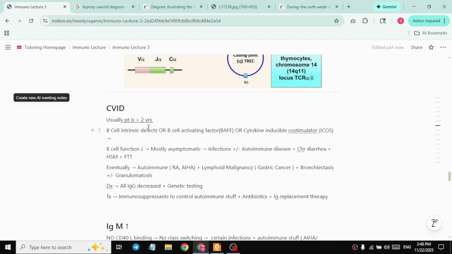Okay, so what is actually happening? There might be intrinsic defects within the B cell. There might be a problem with the activating factor of the B cell, right? Or it might be a problem with the cytokine co-stimulator, which is basically responsible for stimulating B cells. But in all these three cases, the core idea is B cell dysfunction. If B cell dysfunction happens, it's mostly asymptomatic initially, right?